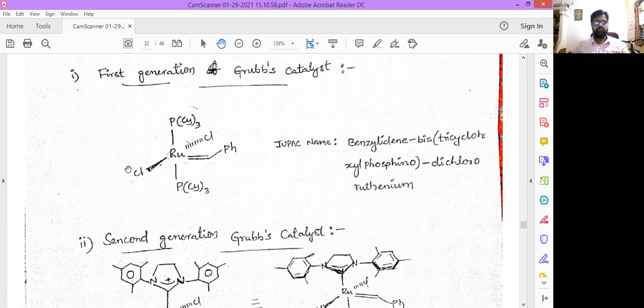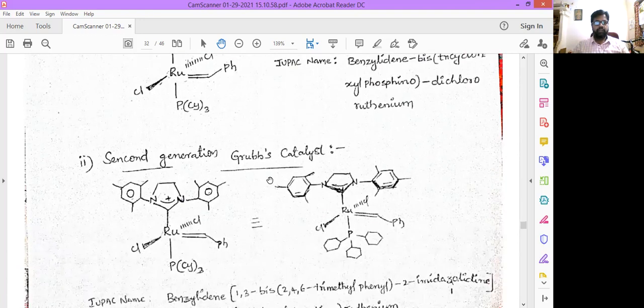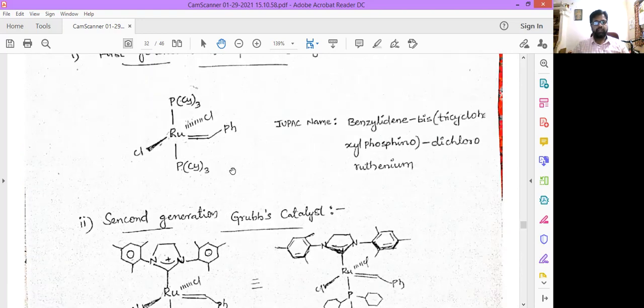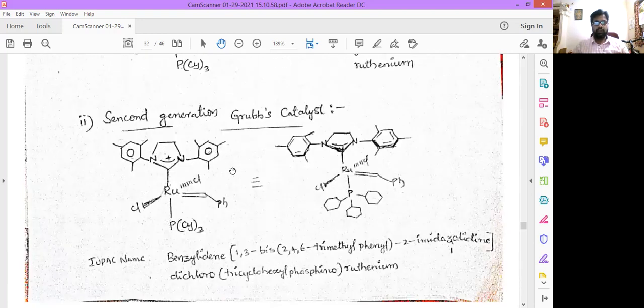Ph-CH double bond, C double bond. This is a benzylidene alkene structure. So this is a metal complex, right? And this is the second generation Grubbs catalyst. This is a bigger one, for a more efficient catalyst. So this is the bigger structure.